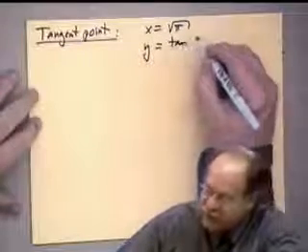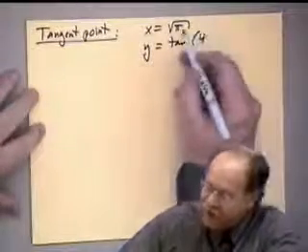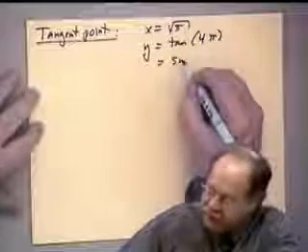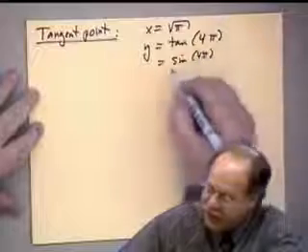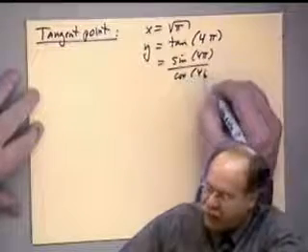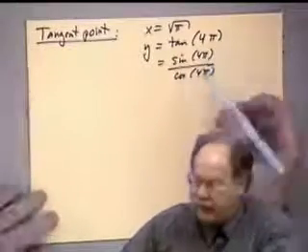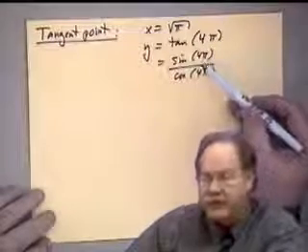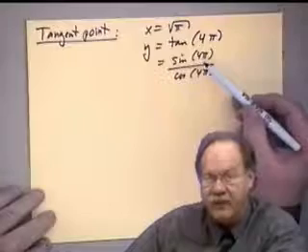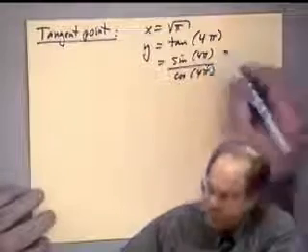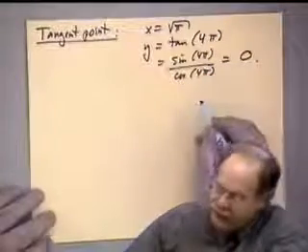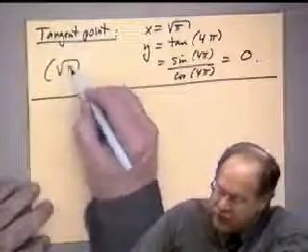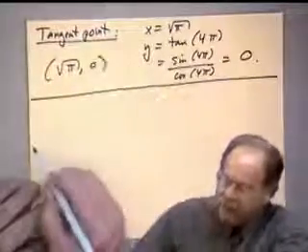Y is going to be the tangent of 4x squared, so that's the tangent of 4 pi. And quickly we can see that that's the sine of 4 pi over the cosine of 4 pi. Why did I bother doing that? Well, maybe you don't remember tangent of 4 pi, but you should remember that the sine of multiples of pi is always 0. So this gives you 0 as that y value for the point. So the point here is actually square root of pi, 0.